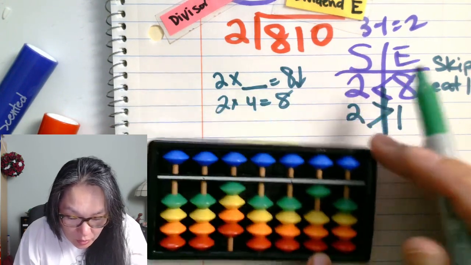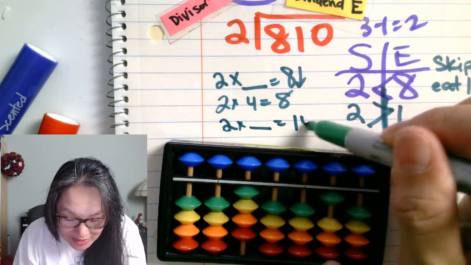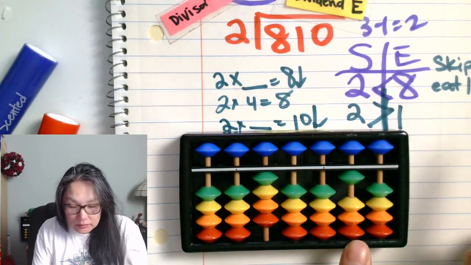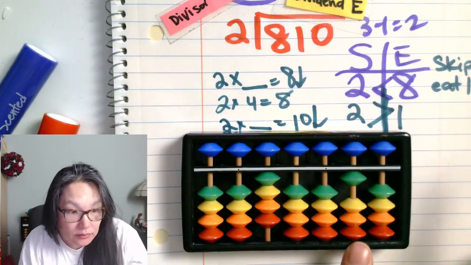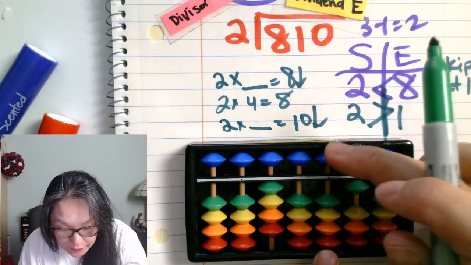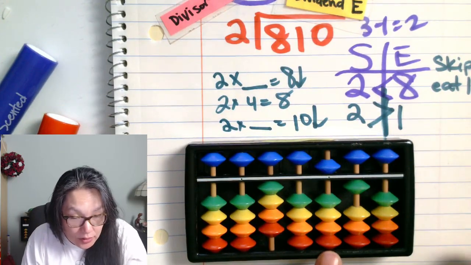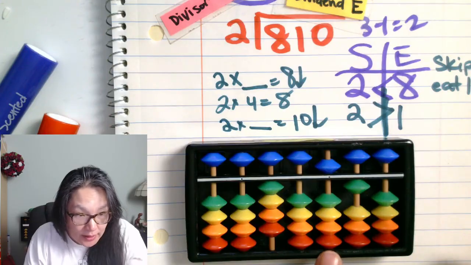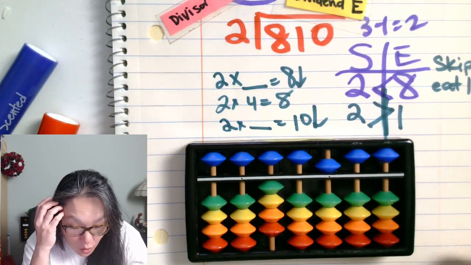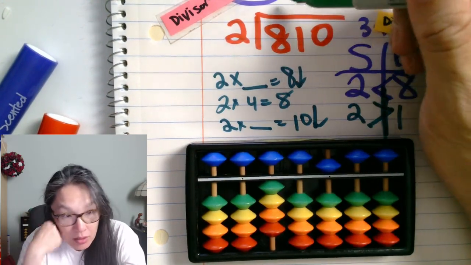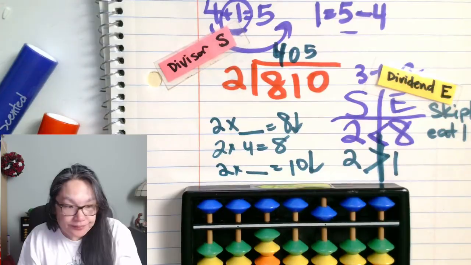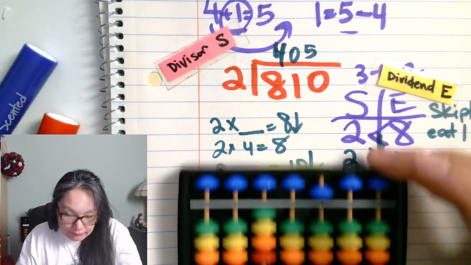So what does that mean? The question is, 2 times what is equal to 10 or less? Two times 5 is equal to 10. Thank you, guys. Thank you, Bill, Kim, Morgan, Aeon. And I take away 10. Take away 1. So my answer is 405. That's it. We're done.